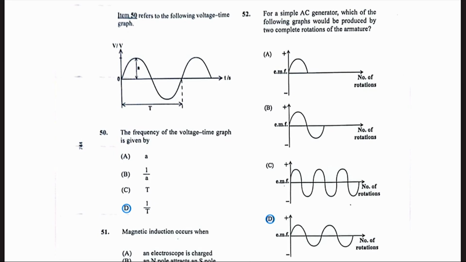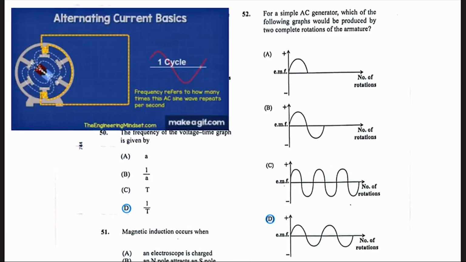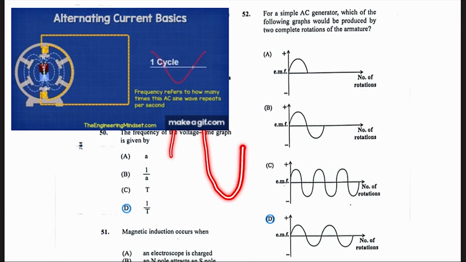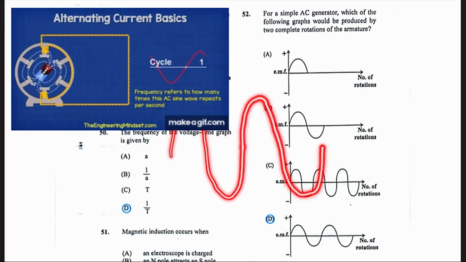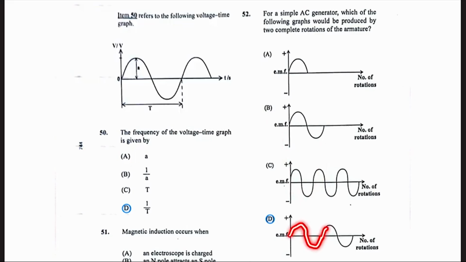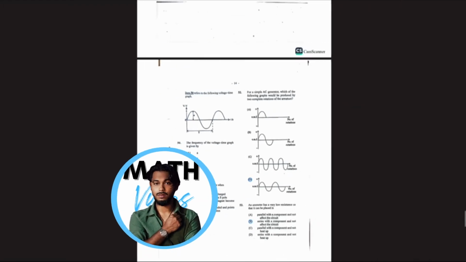52. For a simple AC generator, which of the following graphs will be produced by 2 complete rotations of the armature? So when we talk about 2 complete rotations, we're talking about generating an up and a down, right? And if I do it again, I'll generate another up and another down. So my answer is D. I will provide an animation so you can see what I'm talking about right here. Right, let's move on.